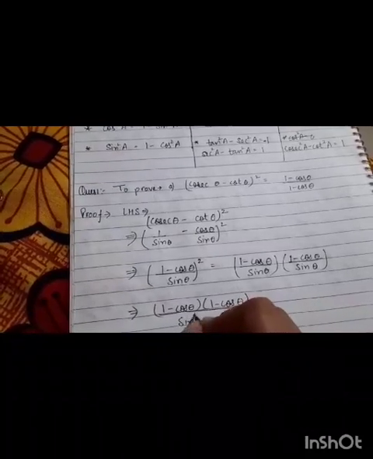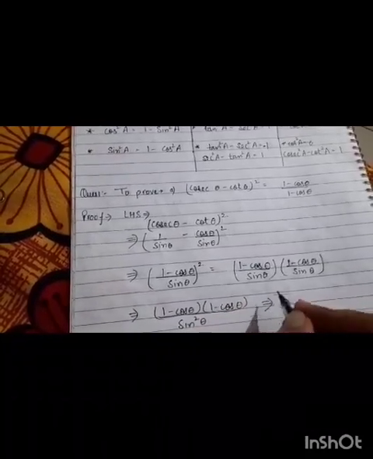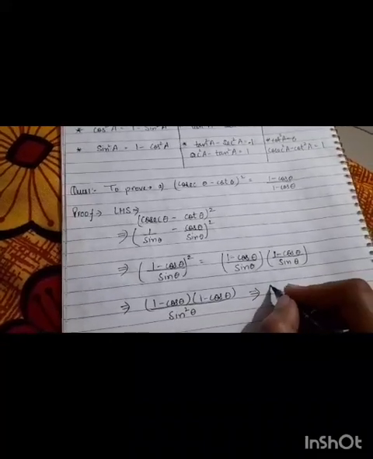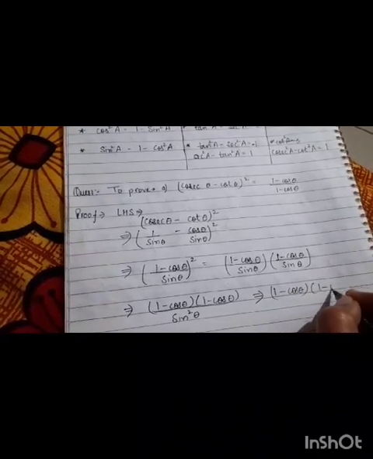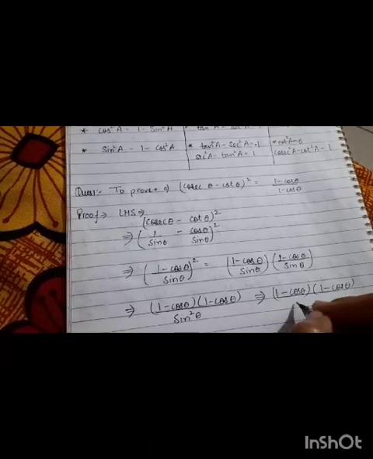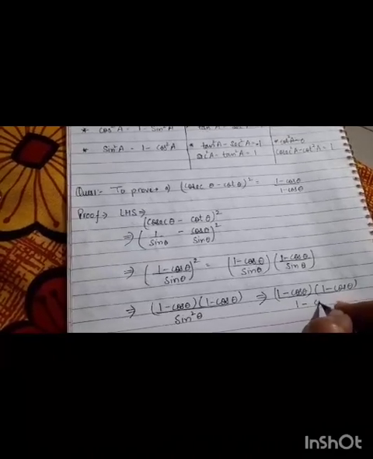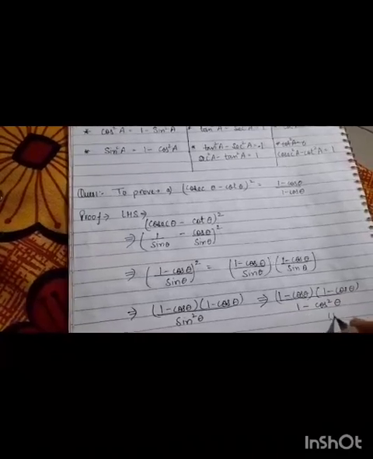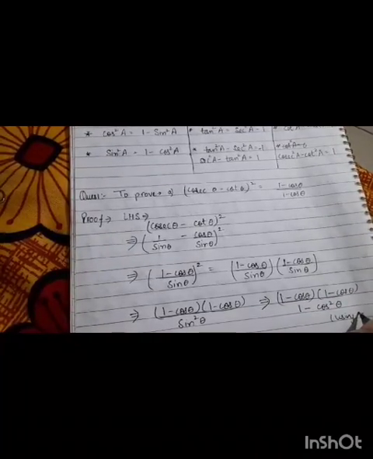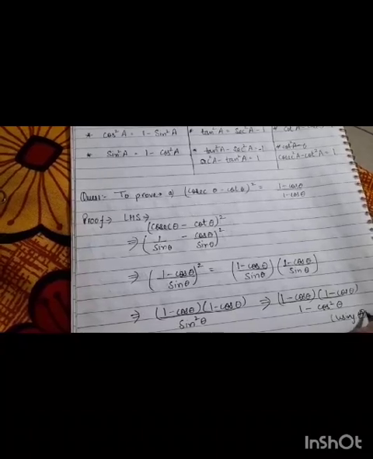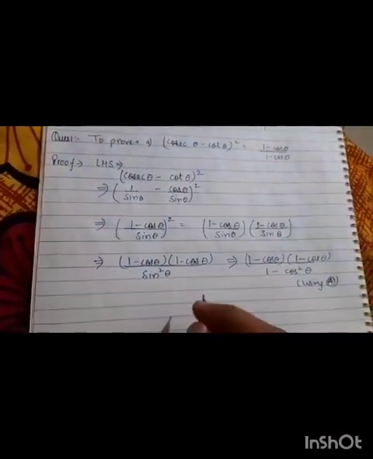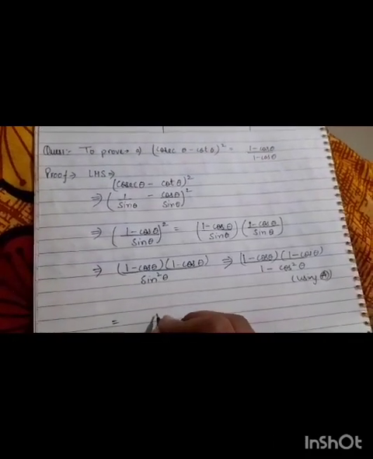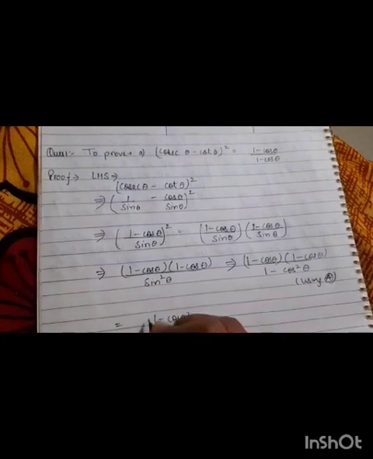So we will use the identity here. We have (1 minus cos theta) into (1 minus cos theta), and in place of sine square theta, we will use the identity 1 minus cos square theta, which we have learned from sine square theta plus cos square theta is equal to 1. So if you remember these identities, only then can you solve this question. Now what is 1 minus cos square theta?